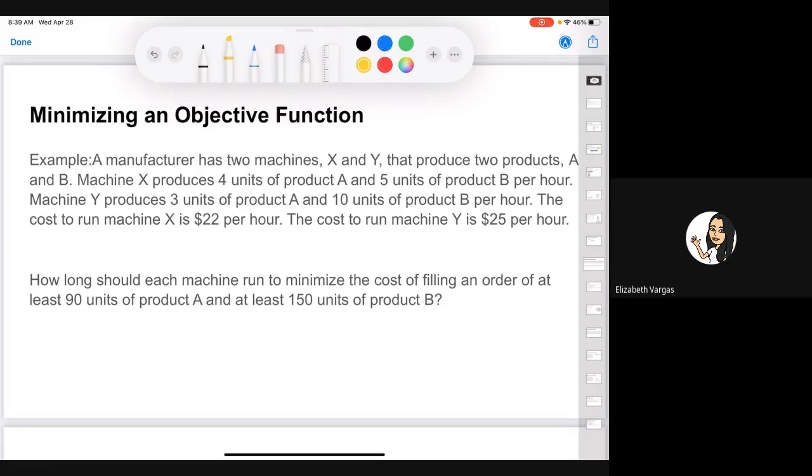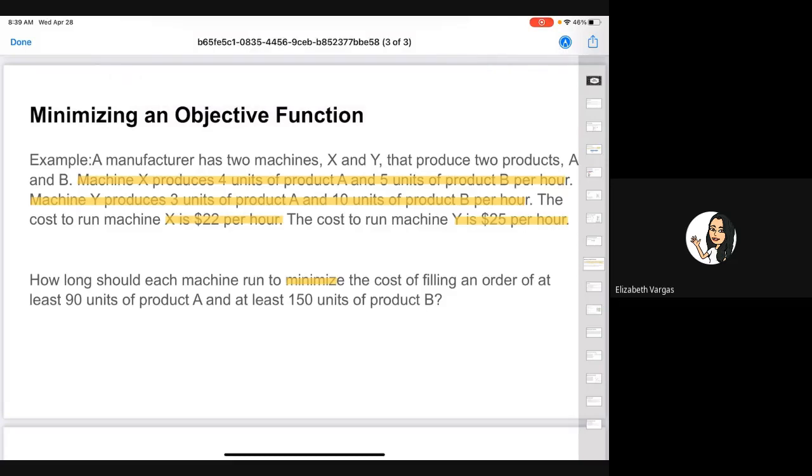So here we have a wide variety of information. It says a manufacturer has 2 machines, X and Y, that produce 2 products, A and B. Machine X produces 4 units of product A and 5 units of product B per hour. Machine Y produces 3 units of product A and 10 units of product B per hour. The cost to run machine X is $22 per hour, and the cost of running machine Y is $25 per hour. Given this information, we want to identify how long should each machine run to minimize the cost of filling an order of at least 90 units of product A and at least 150 units of product B.